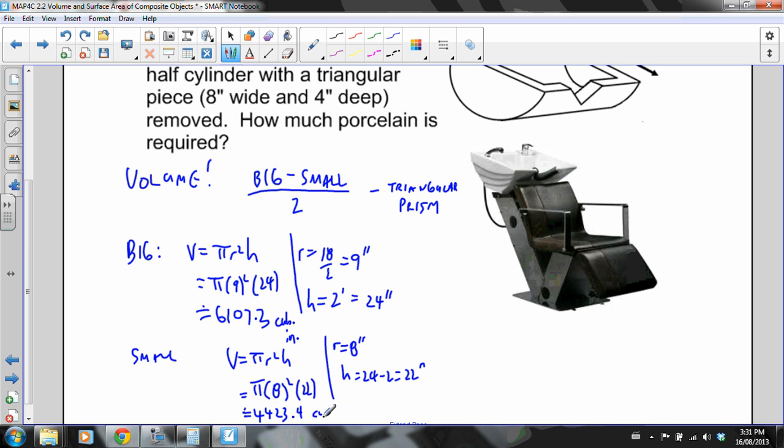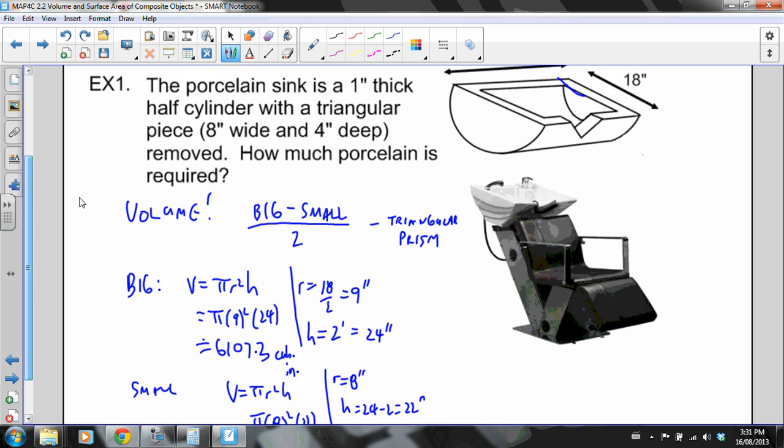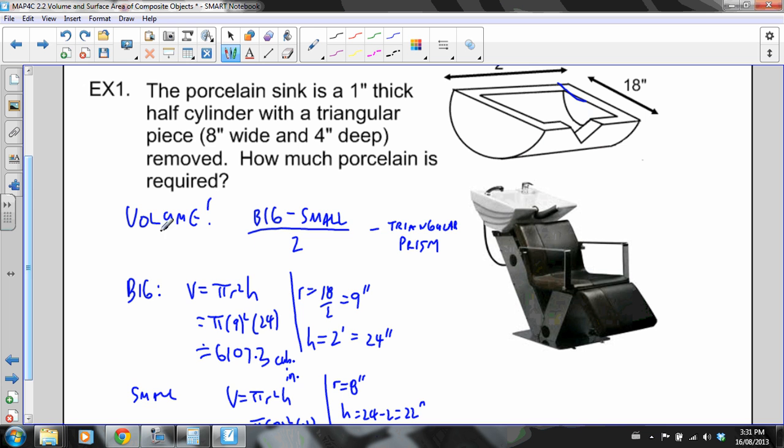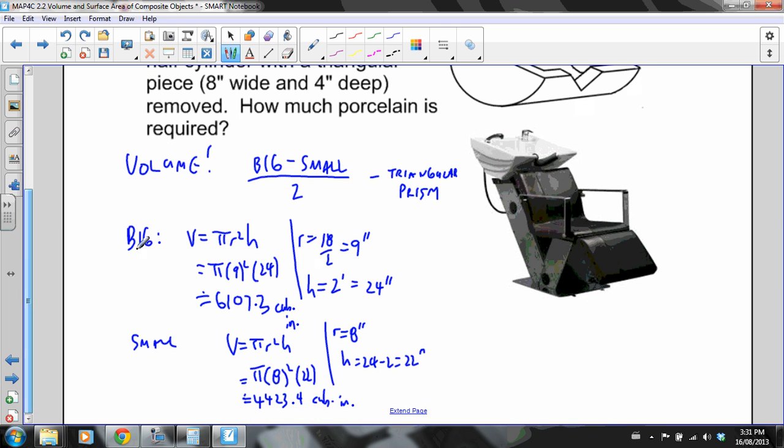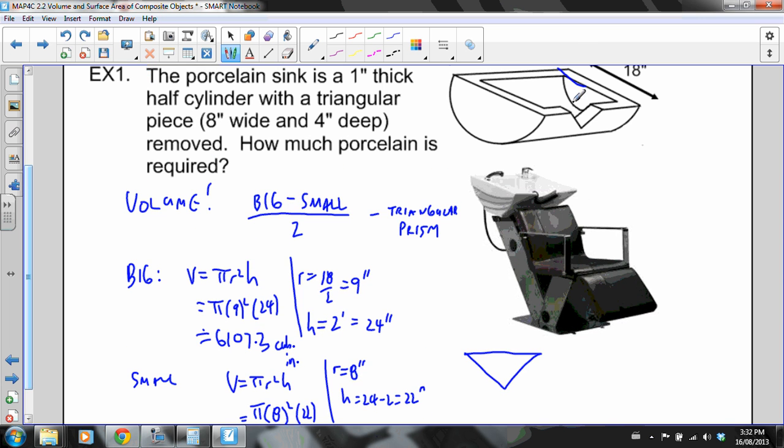And that's cubic inches as well. Okay, so we're going to subtract those two numbers and divide by 2, but then that'll give us the sink shape, but then we've got to subtract off the triangular part. And so the triangular part, I'm going to calculate wherever I can find room for it. I'm just going to show what the face of it is here. This part is that face.